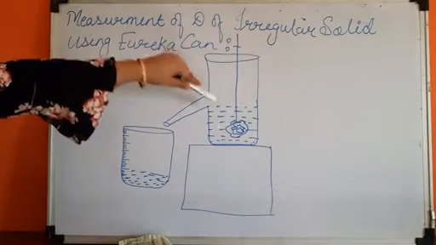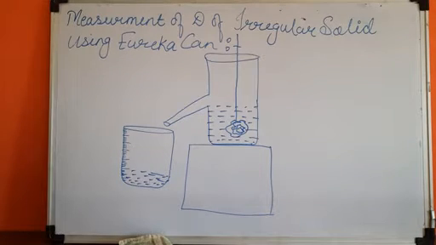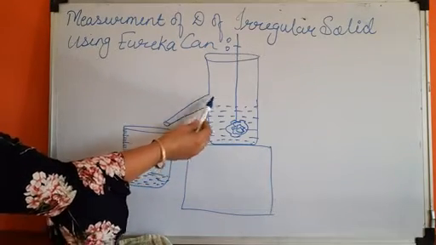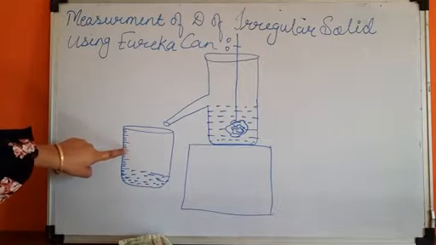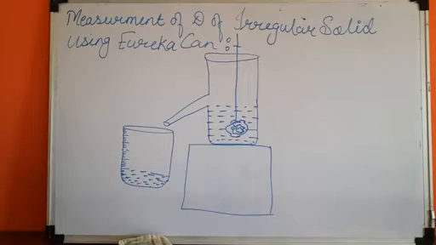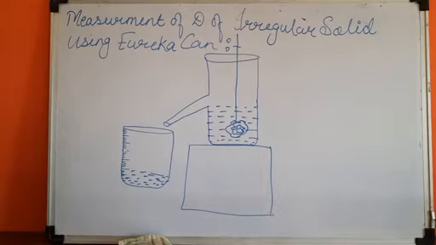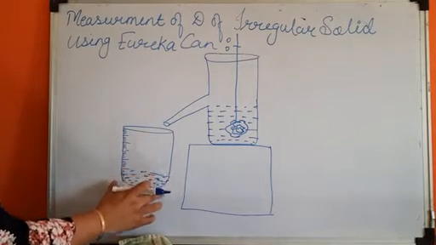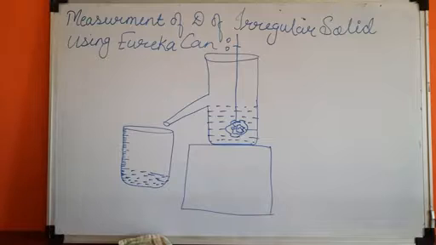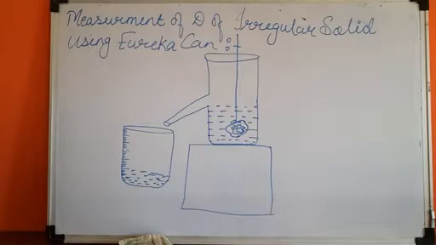Gently lower the solid in the Eureka can. The solid displaces the water, which flows out from the spout into the measuring cylinder. Record the volume of the water overflow. This gives us the volume of the solid. Using this measuring cylinder, we have to measure that volume of the water.